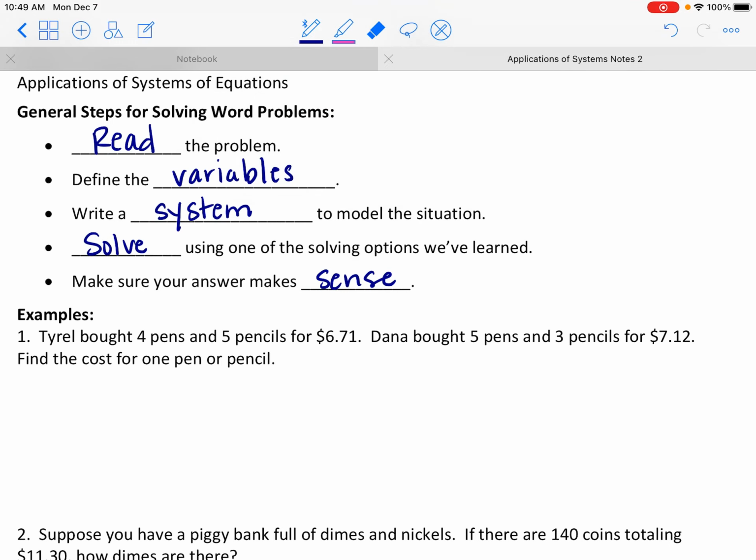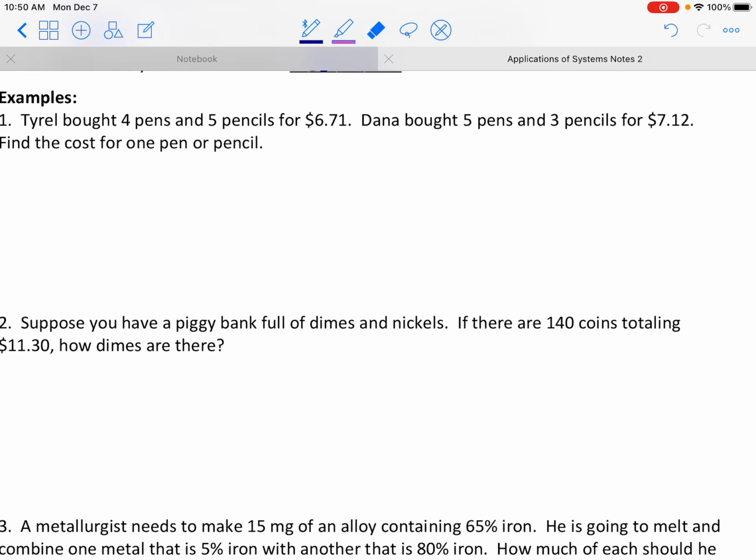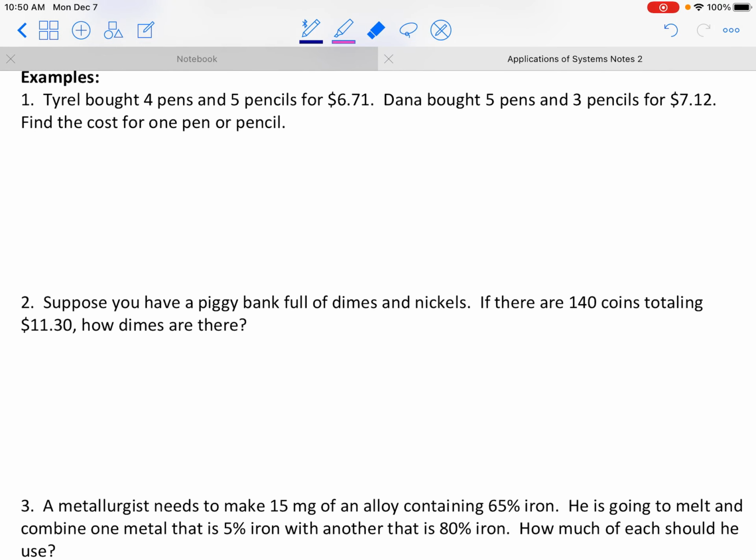Okay? So our first example says, and we're going to start off relatively simple. Tyrell bought 4 pens and 5 pencils for $6.71, and then Dana bought 5 pens and 3 pencils for $7.12, and we're trying to find the cost for 1 pen or pencil. So pens and pencils are the variables. Let's say we call pens x's and pencils y. And the information that we're given is about what Tyrell bought and what Dana bought.